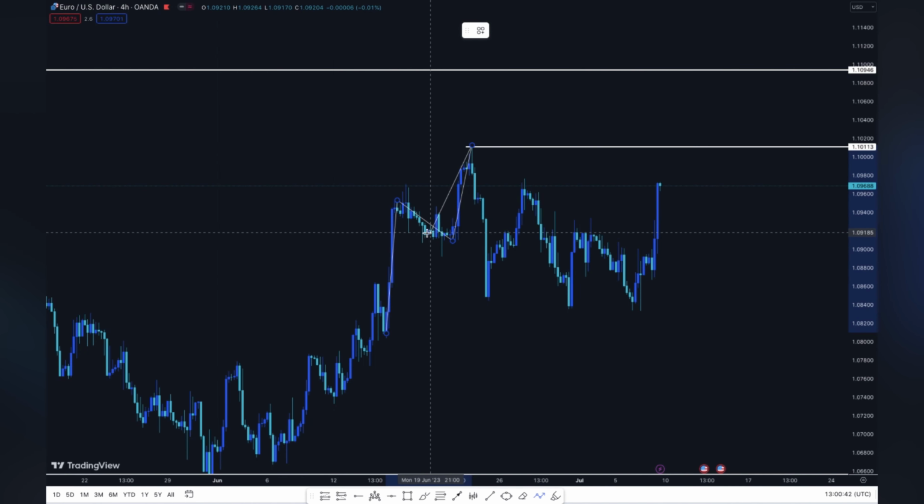It came back again to take the whole of the previous correction, making it a Falcon flag. If you know the Falcon flag, this is how it's been formed. When we have an impulse, we have a little flag, and then it gives the push. After that, it comes back right to take the whole of the flag. So this is a Falcon flag that is being created on the 4 hour of Euro USD.